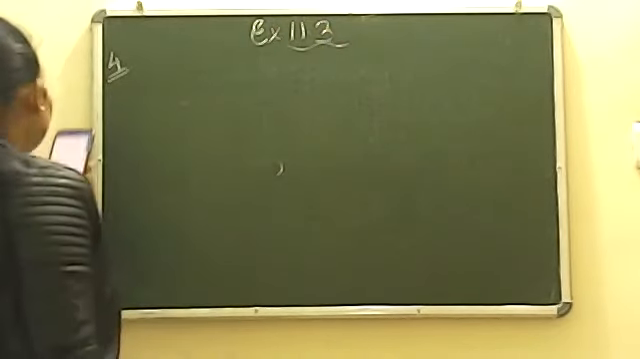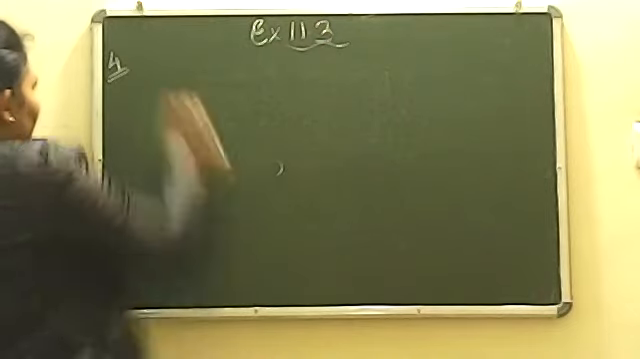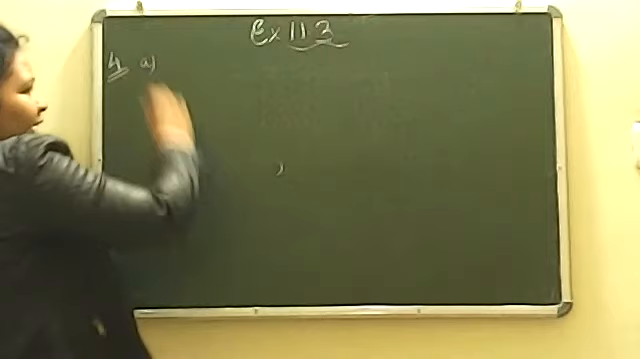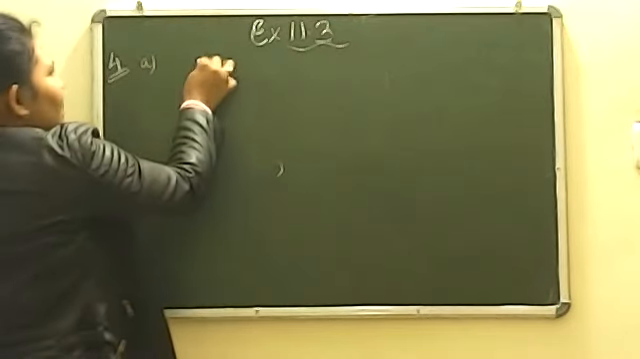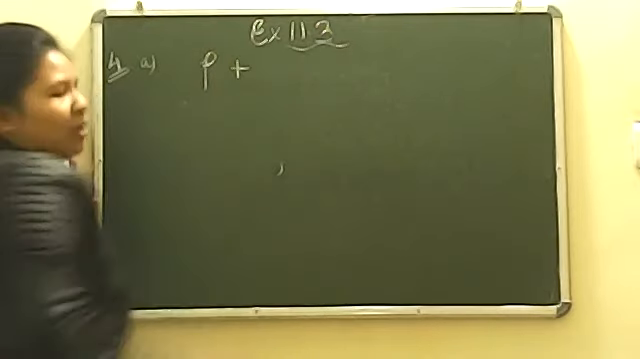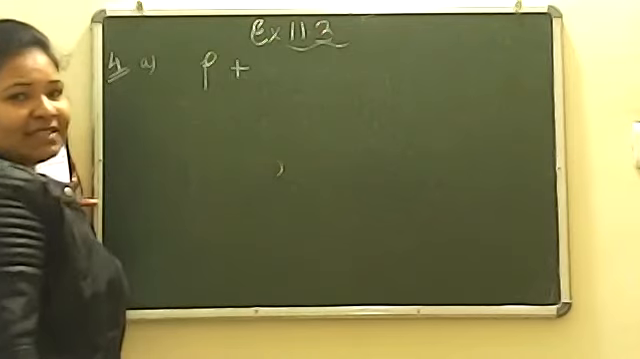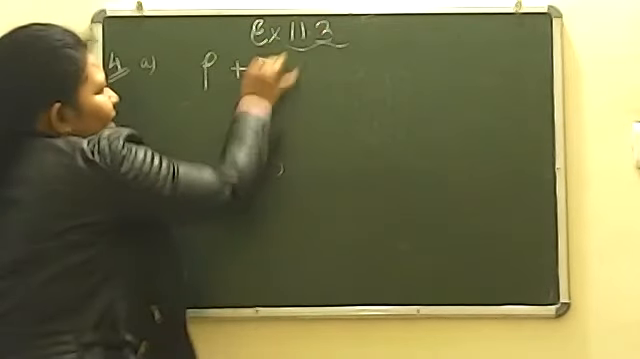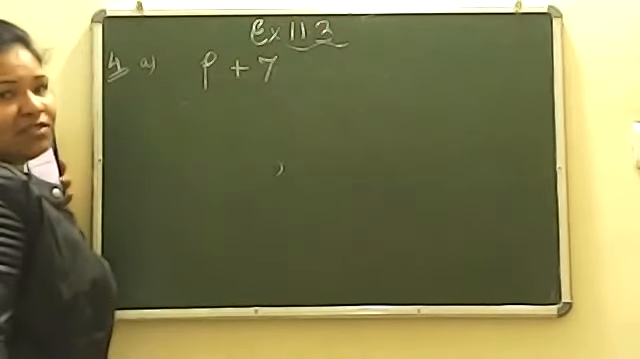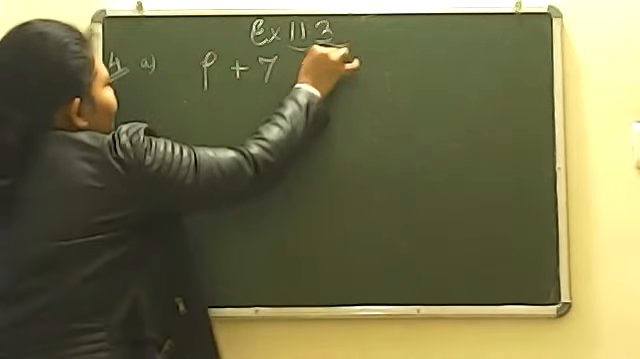So the first question is 7 added to P. The first one is 7 added to P. So P will be coming first, plus, because it is written added, so plus. Now what is added? 7 is added. So the answer will be P plus 7. Yes, students who have written their answer in the chat box, it's totally right, beta.